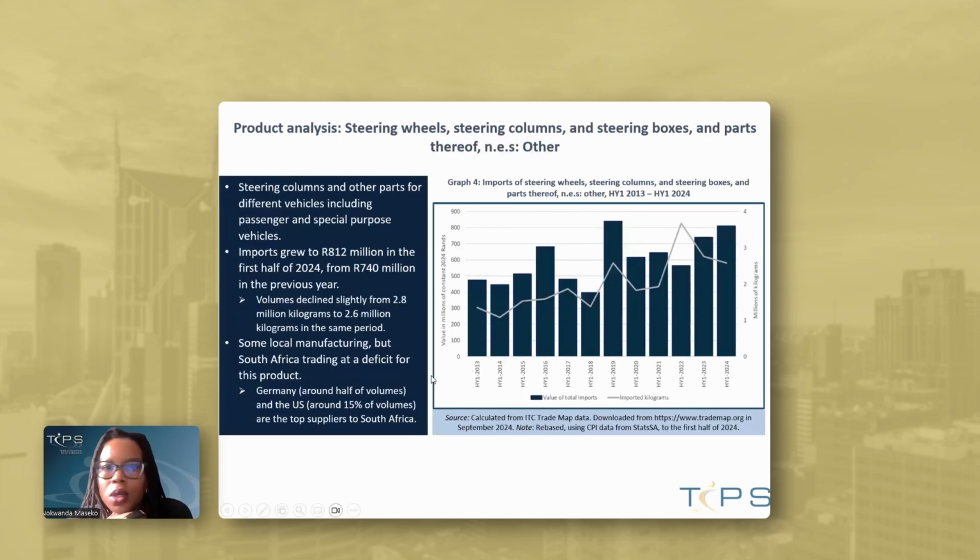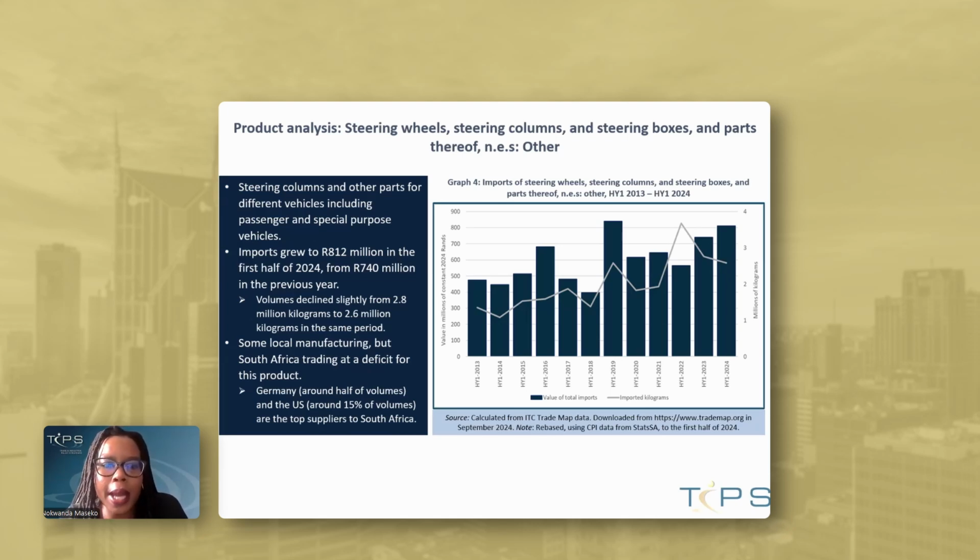Then moving on to the next product, this is steering wheels and steering columns used for the automotive industry. It covers these products for passenger vehicles all the way to special purpose vehicles. Once again, we see that imports grew to about 112 million in the first half, from around 740 million in the first half of 2023.